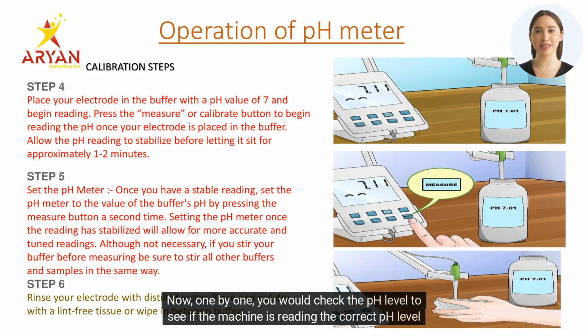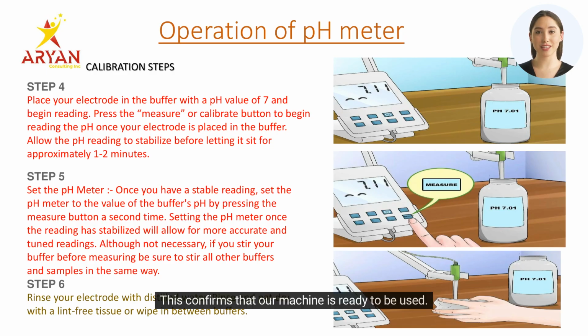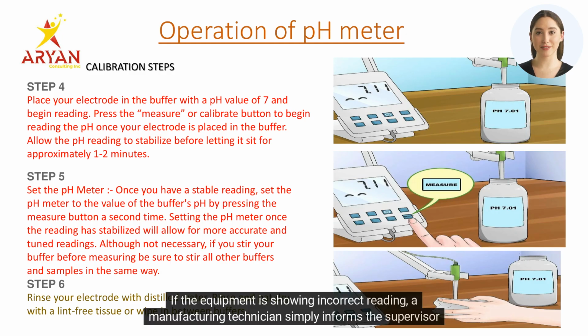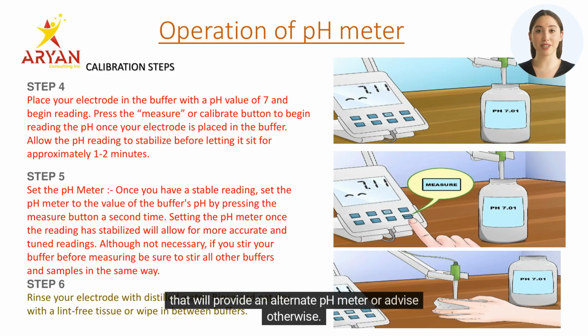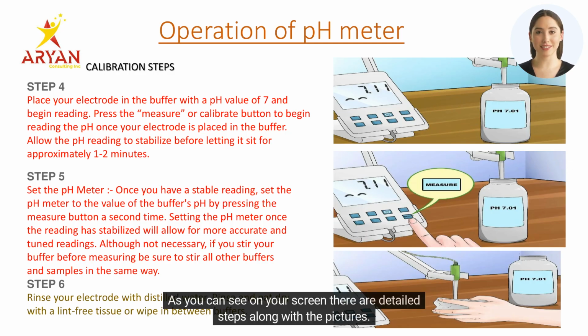Now, one by one, you would check the pH level to see if the machine is reading the correct pH level of all three solutions. This confirms that our machine is ready to be used. If the equipment is showing an incorrect reading, a manufacturing technician simply informs the supervisor, who will provide an alternate pH meter or advise otherwise. As you can see on your screen, there are detailed steps along with pictures.